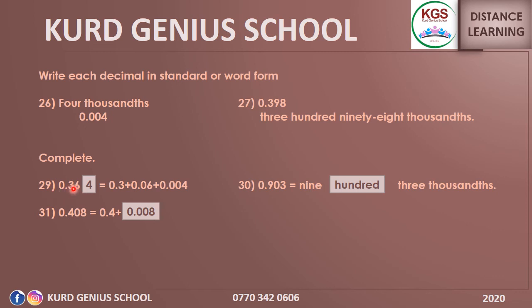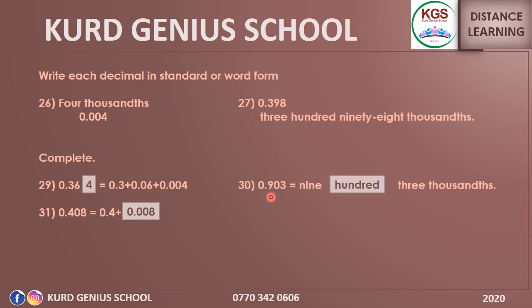Number 29. Some of the digits are missing, so you should find it. We have the number written in standard form and expanded form. This 4 here is missing. How can I find this 4? The 3 and the 6 are written, but the 4 is missing. But here we have the number written completely. We have 0.3, which means 3 tenths, plus 6 hundredths, plus 4 thousandths. We have the 3 tenths and the 6 hundredths, so here we should write 4.